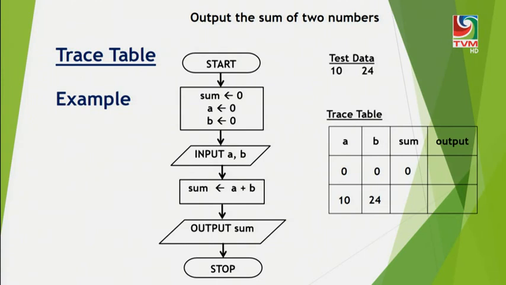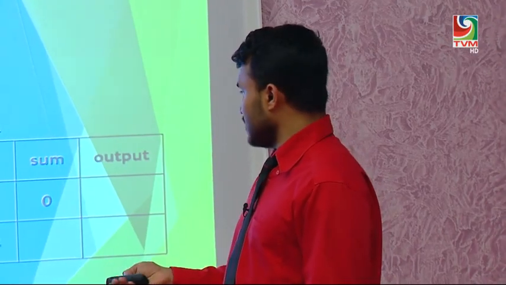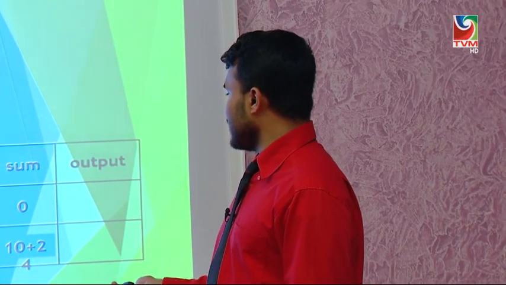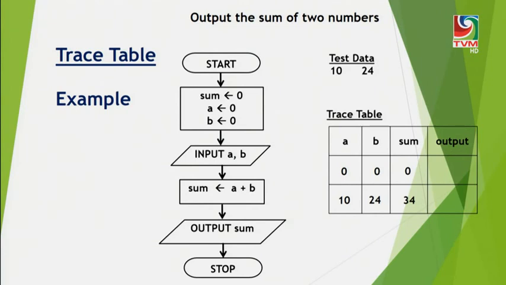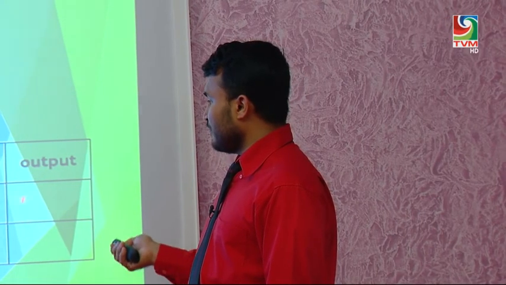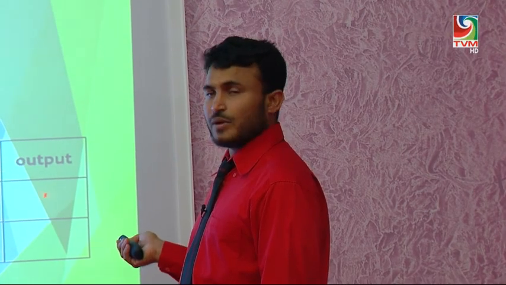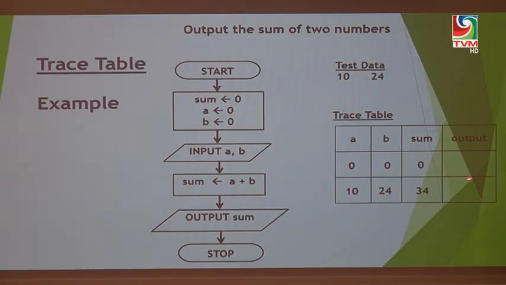Sum equals A plus B. You are trying to add 24 with 10, so that is your sum value: 24 plus 10 is 34. Normally, students make a big mistake here: they try to write the answer in the sum column. That is wrong. The answer should be at the end, in the output column. So here the answer will be 34, adding 10 plus 24.